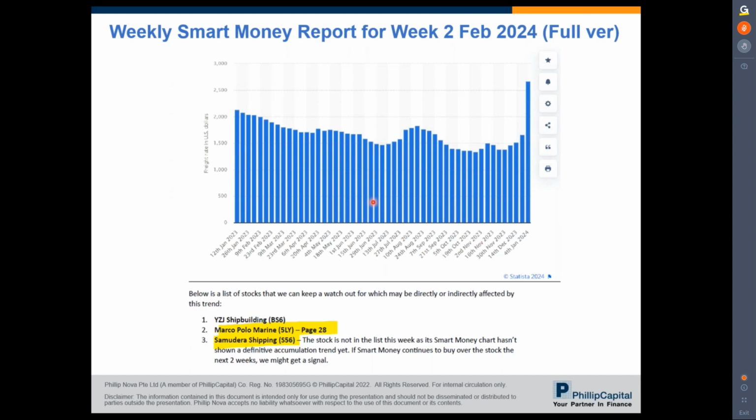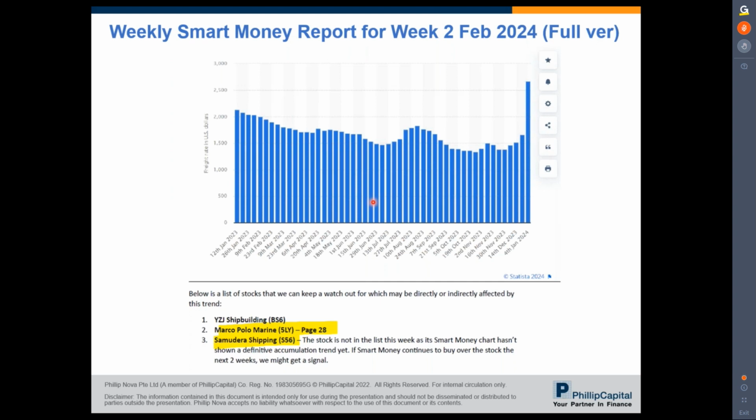So if you think that this conflict is going to be there for a while, and many of these ships will continue to have to travel further, and companies sending goods across the globe will then have to spend more on the shipment or transportation, then perhaps some shipping companies may benefit from this. So in Singapore, there aren't many shipping stocks, right? But there are some that can benefit from this directly or indirectly.